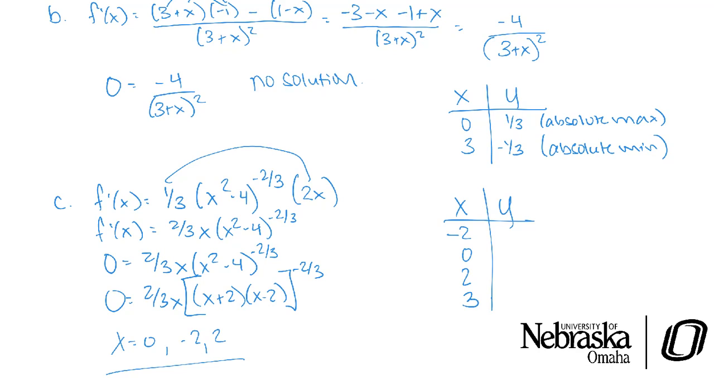If we plug negative 2 into the original function, not the derivative, we get 0. If we plug in 0, we get approximately negative 1.59. If we plug in 2, we get 0. And if we plug in 3, we get approximately 1.71. So these are all of our critical numbers. That means x equals 0, at negative 1.59, is our absolute min. And x equals 3, with a y value of 1.71, is our absolute max.